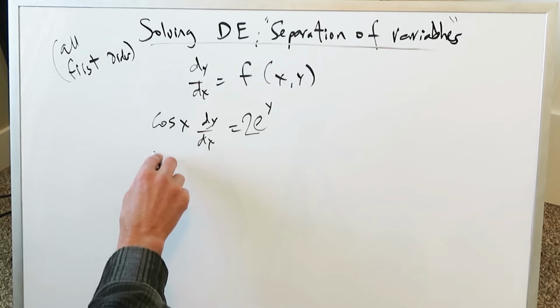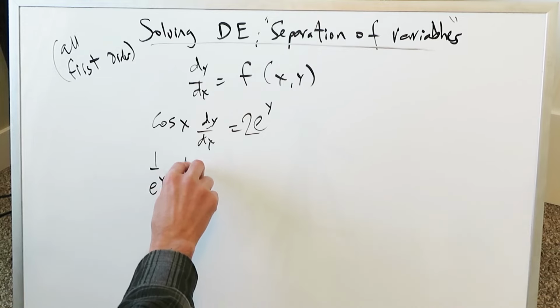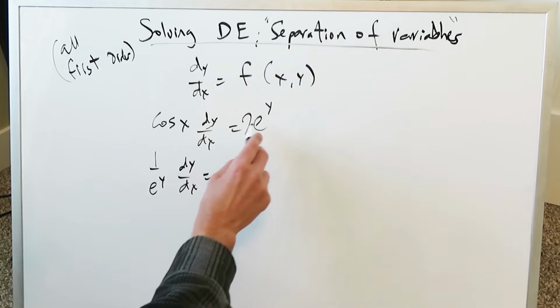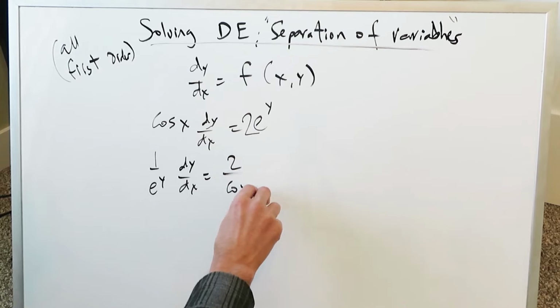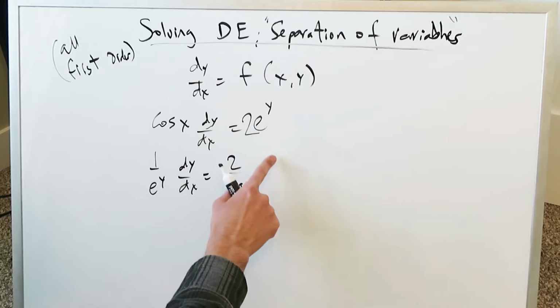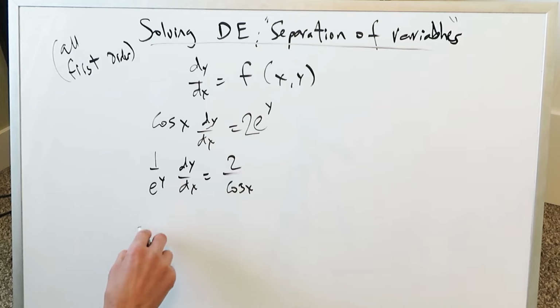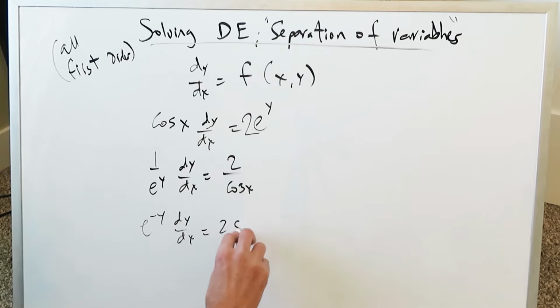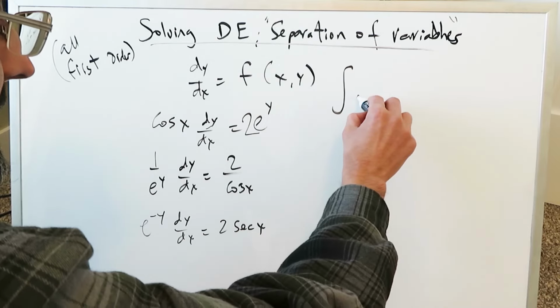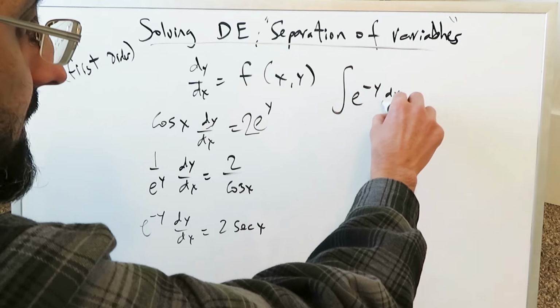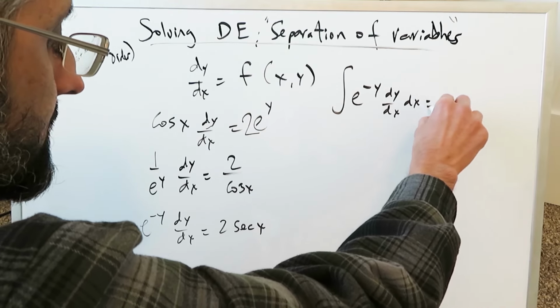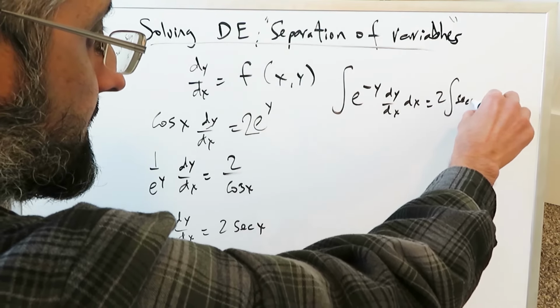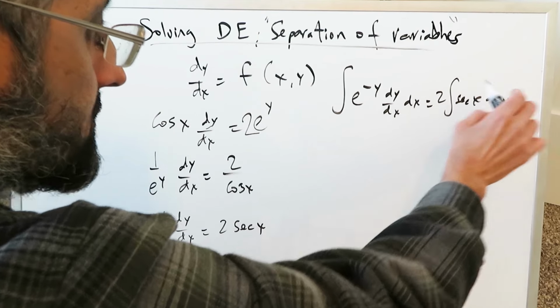We have here 1 over e to the y dy dx is equal to 2 over cosine x. I've cross multiplied cosine x and e to the y. You can rewrite this: e to the minus y dy dx is equal to 2 secant x. Now bring in the integral sign. You'll have the integral of e to the minus y dy is equal to 2 times the integral of secant x dx. I'm just keeping the 2 outside.